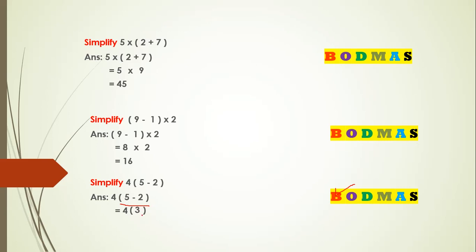Now there is no symbol. If there is no symbol, it means it is order of. Therefore we will say that it is "of". "Of" means always it is multiplication. If we multiply 4 with 3, we will get it as 12. This way we will solve numerical expressions using BODMAS rule.